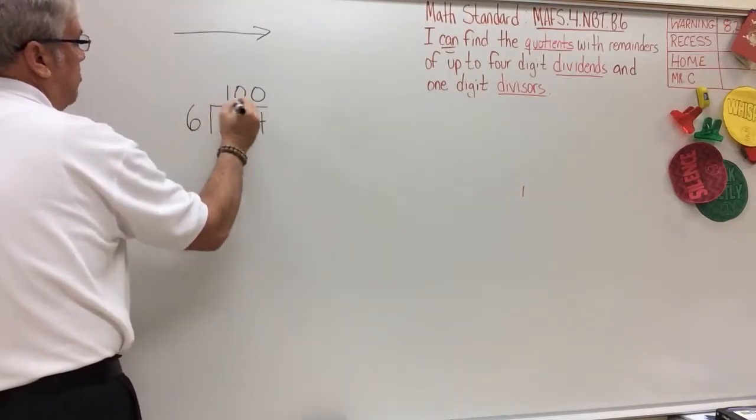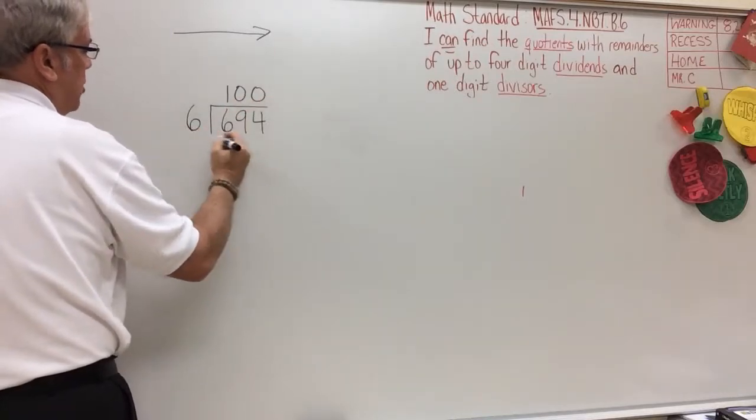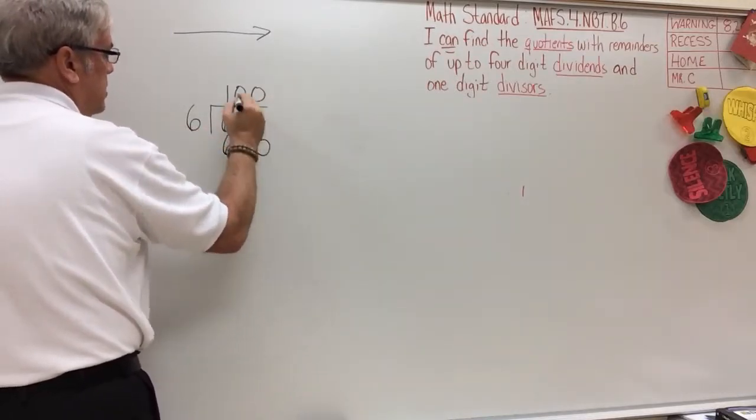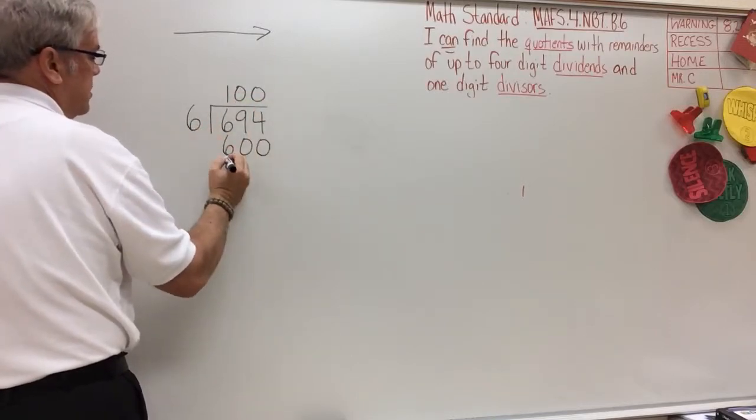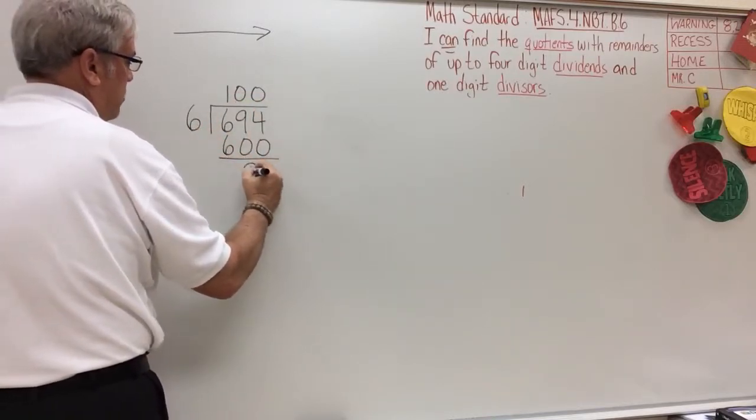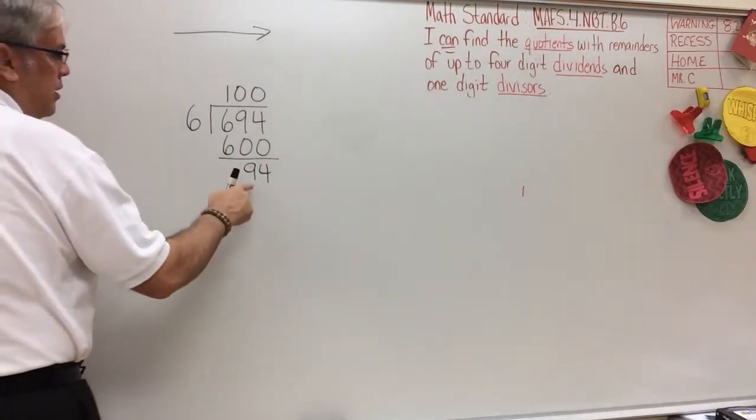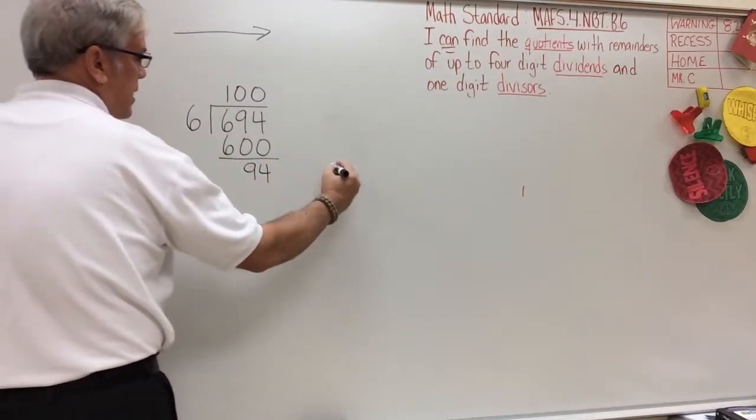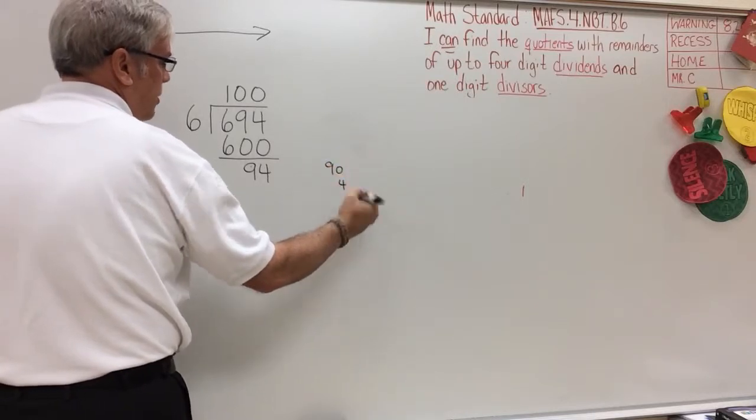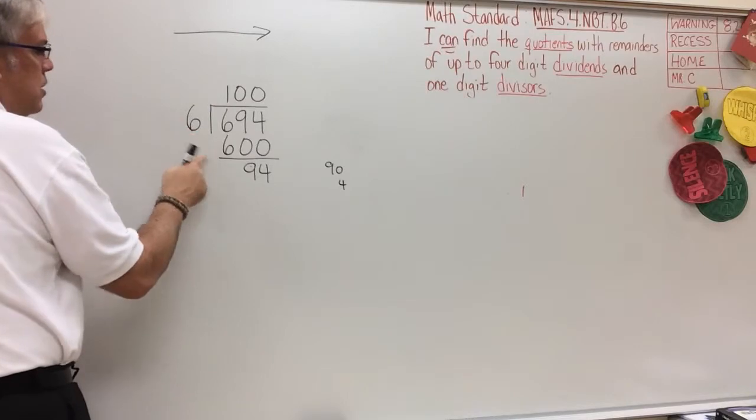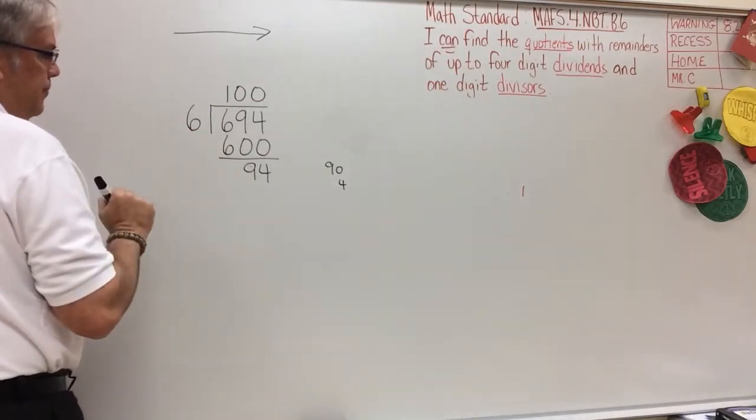So 6 times 100 is 600. So we take the partial quotient and multiply it by the divisor, and we get 600. 100 times 6 is 600. And we subtract, and we're left with 94. Now, again, understanding that this is 90 and 4, we're going to break that apart, and we're going to say, how many times does 6 go into 90?